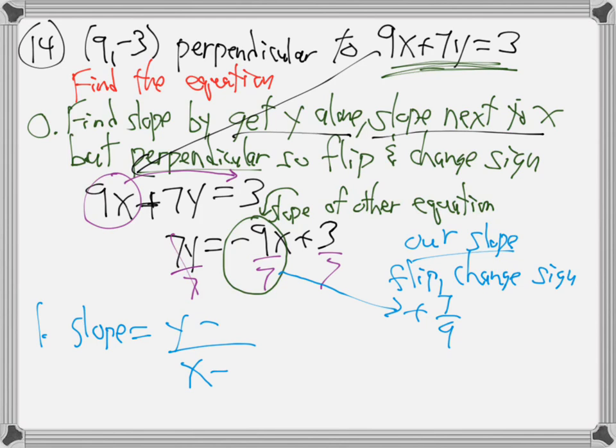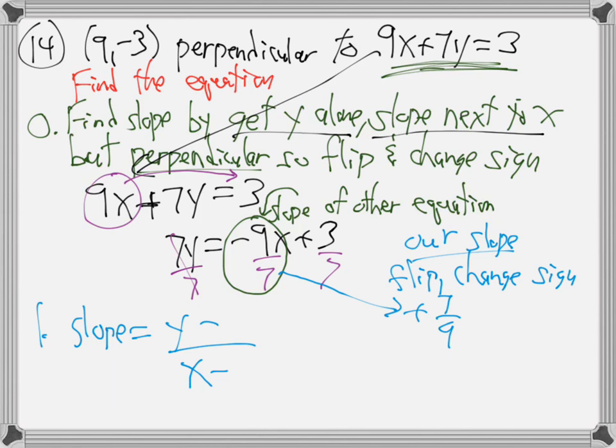Step 0, how we got. So we took that other equation, got y alone, got that other equation's slope, and turned it into our slope, because ours is perpendicular to that one by flipping it and changing the sign. What if they had said, and they may, I don't remember which one I put on the exam, that's the one I just skipped, number 13, which you can do. 13, it's exactly the same except instead of perpendicular, it says parallel.